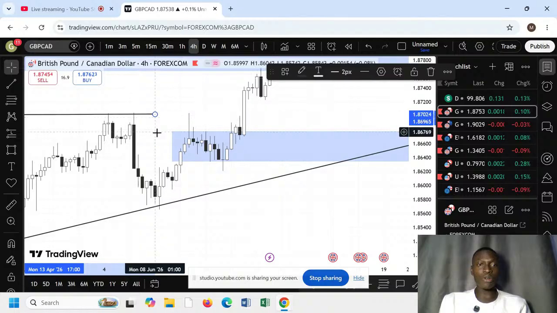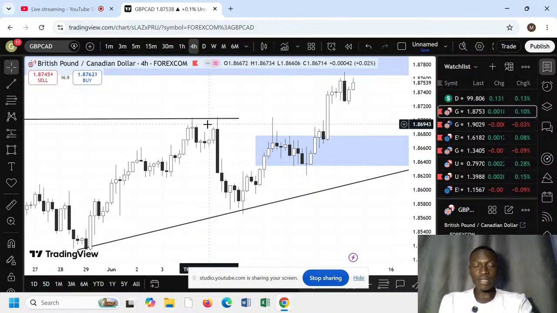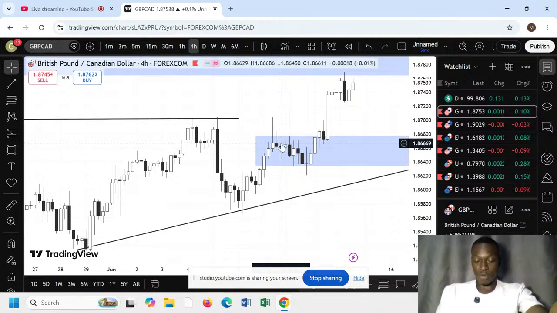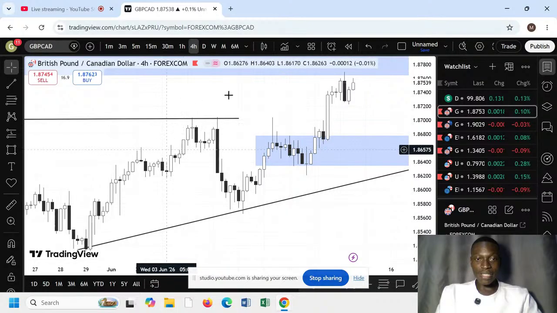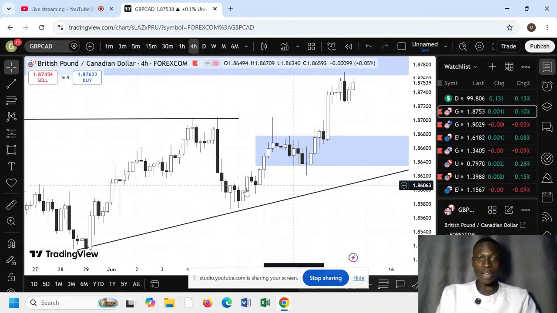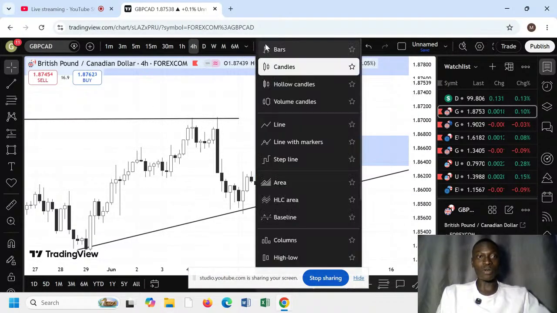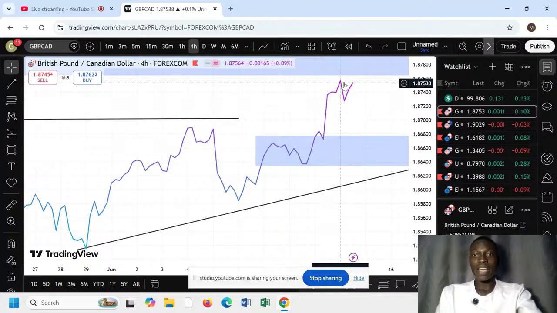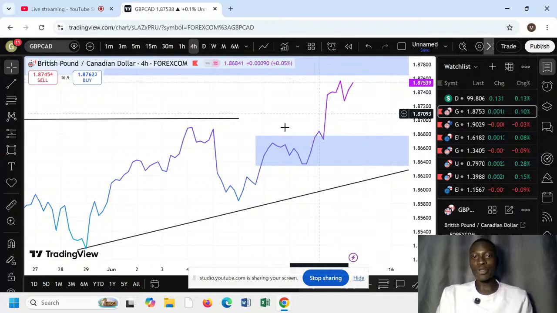But there is something I have seen, guys. This one looks like a cup and handle chart pattern. Guys, do you see this thing around here? People watching from TikTok, this is like a cup and handle chart pattern. Let me show on the line here. You see, this one looks like a cup and handle. So whenever price breaks out, at least it may come to retest before it pushes up. Don't you see this, guys?